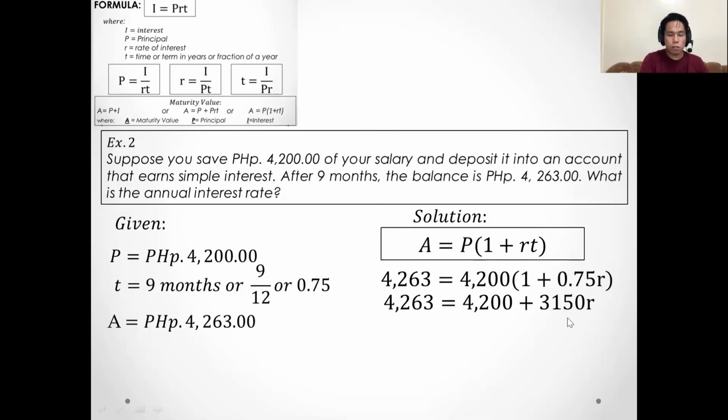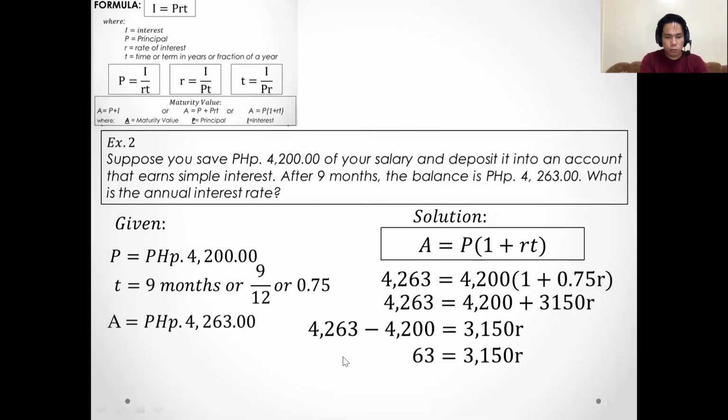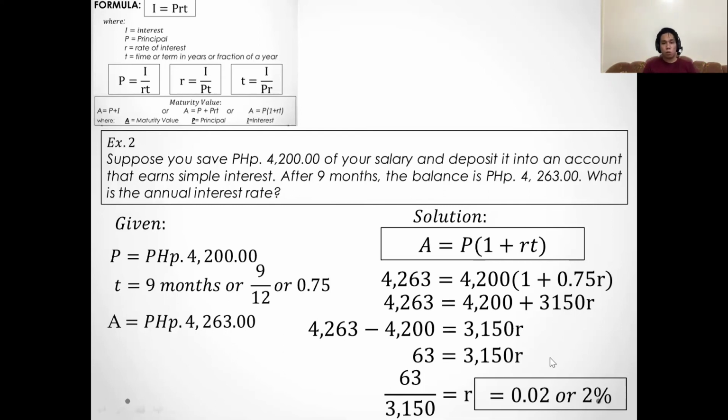Okay? So, transpose 4,000 or 4,200 or combine like terms. So we will have this. Okay, subtract. So 4,263 minus 4,200 will give us 63. Next is ilipat natin si 3,150 para matira na lang dito is R sa kabila. So 63 divided by 3,150 will give us 0.02 or 2%. So same answer. Okay, different formula but same answer. So ikaw na yung pipili kung saan ka mas convenient or comfortable. Pero pareho pa rin naman yung sagot.